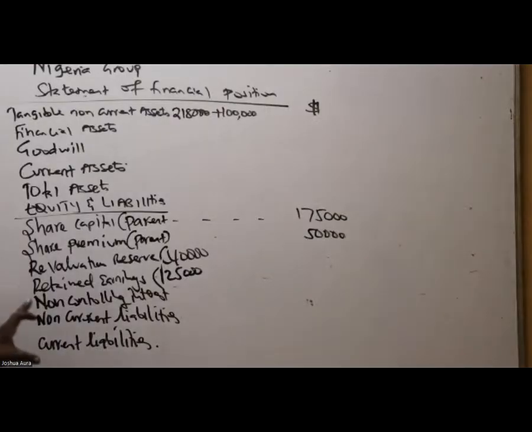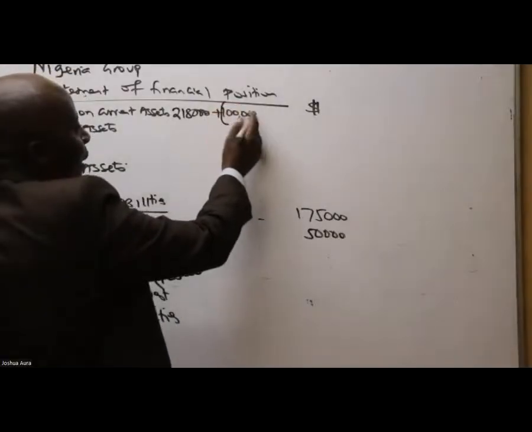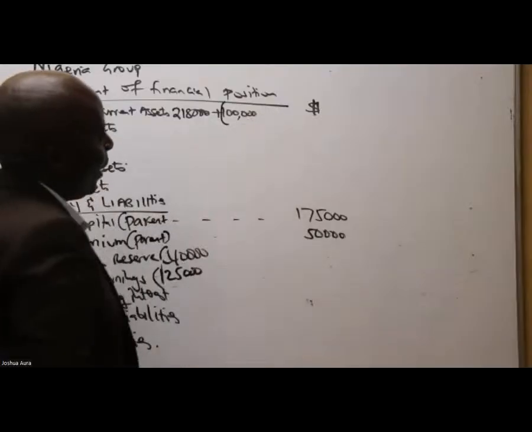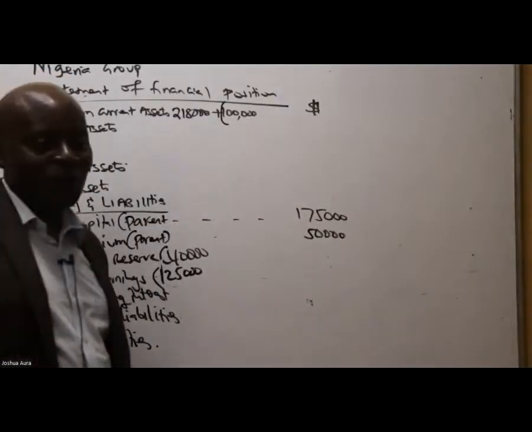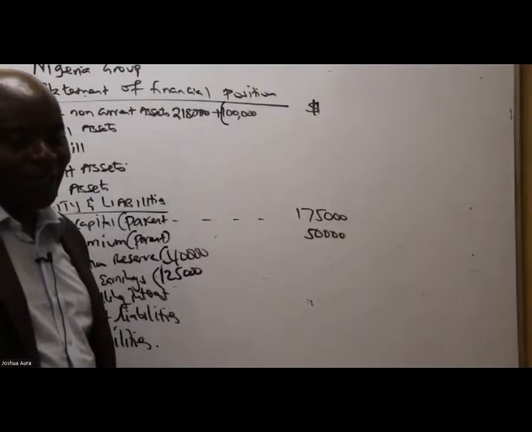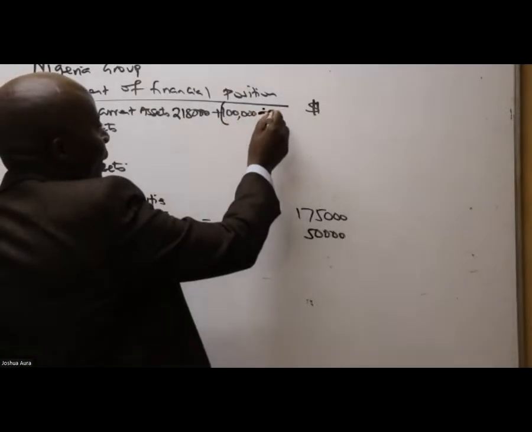So the question is, should I divide 100,000 by the 2 or multiply? Divide, isn't it? So we divide by the 2 like that.